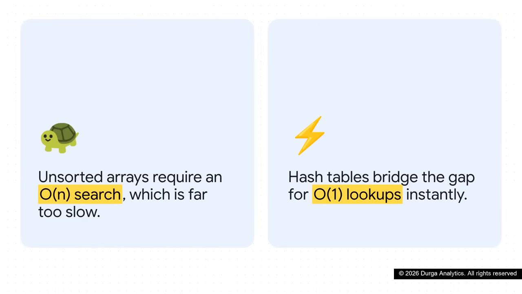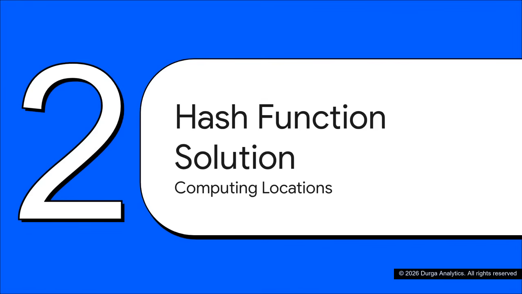You need a data structure that jumps straight to the exact location using just the username. A hash table bridges this exact gap, giving you that location instantly in O(1) time. Moving on to Part 2, the hash function solution.